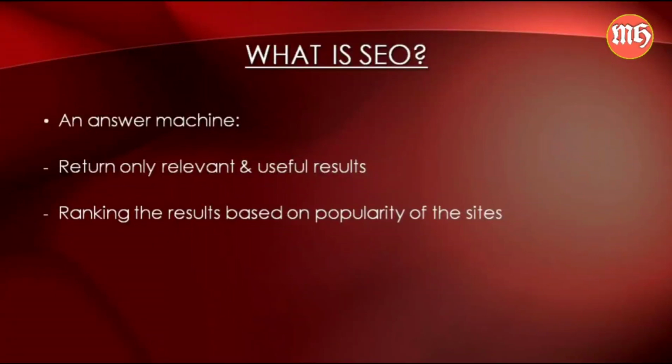So how does SEO work? Search engines are answer machines. When a person searches on the internet, the search engine goes through billions of documents in its database and performs two things. Firstly, it returns results that are only relevant or useful as to what the person searched for in the first place. Secondly, it ranks those results according to the popularity of the websites providing the information. This means that SEO will determine the relevance and popularity of your website.